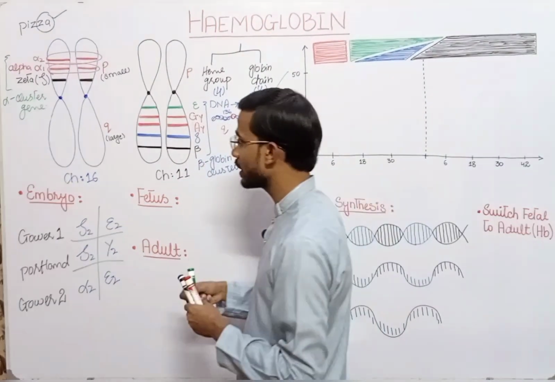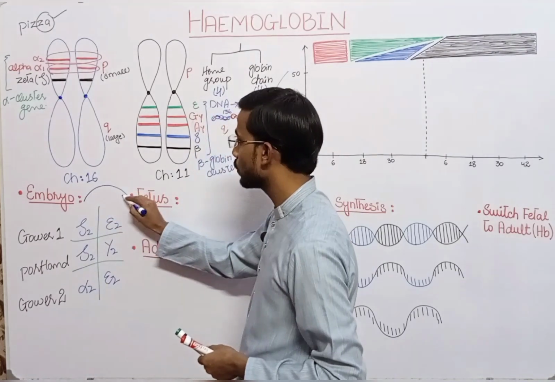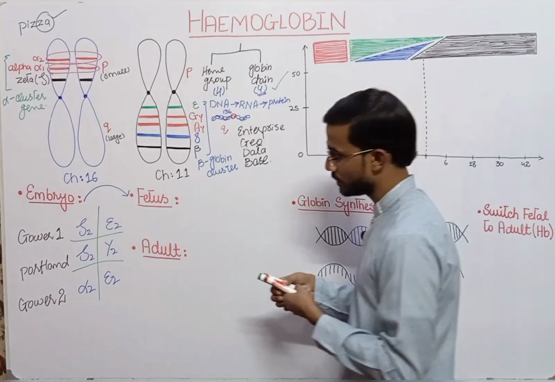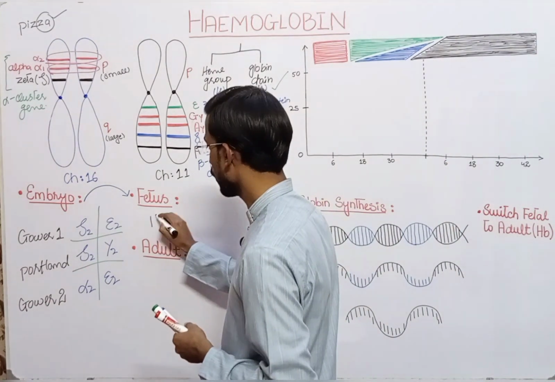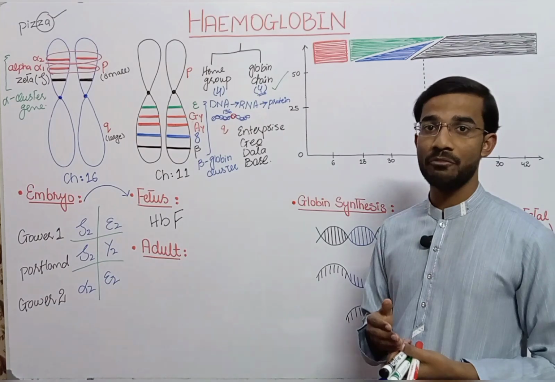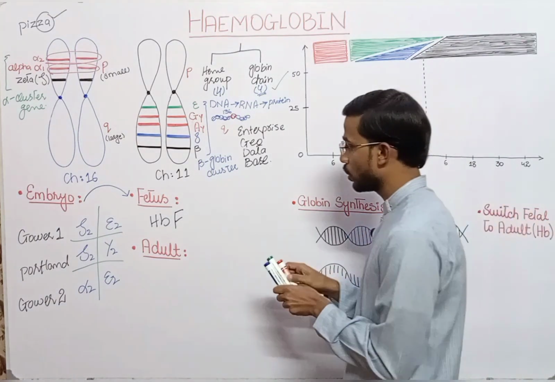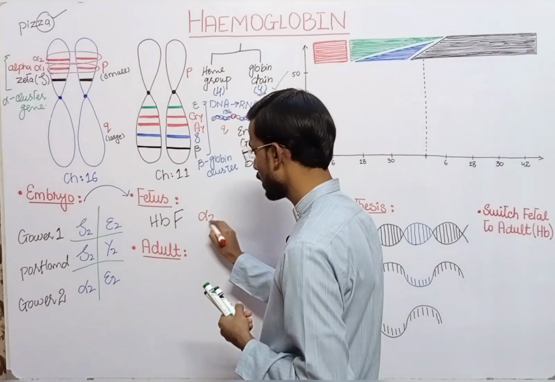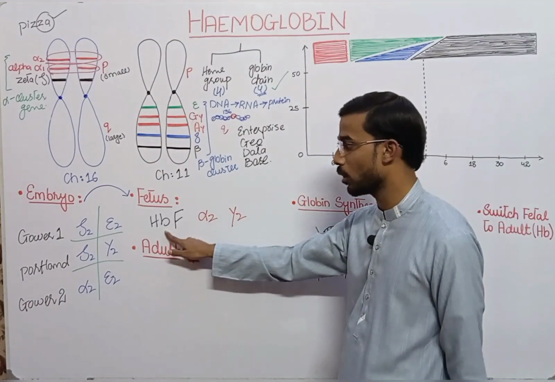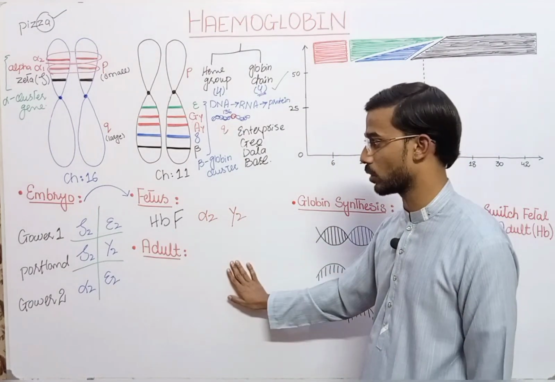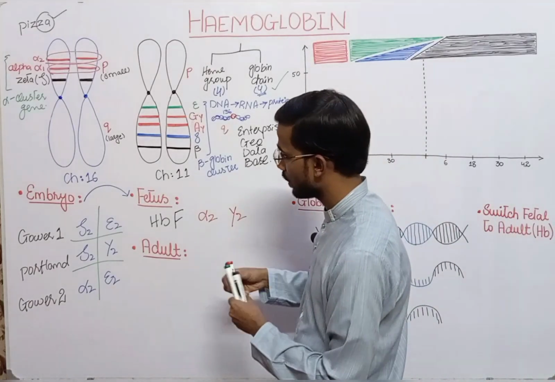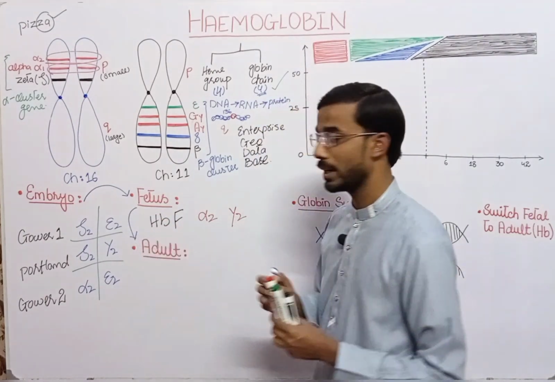And as we know that the embryo will convert into the fetus, then what type of hemoglobin is present in the fetus? This is hemoglobin F. Hemoglobin F has different globin chains. You will see 2 alpha and 2 gamma globin chains are present in hemoglobin F, which is actually the fetal hemoglobin.